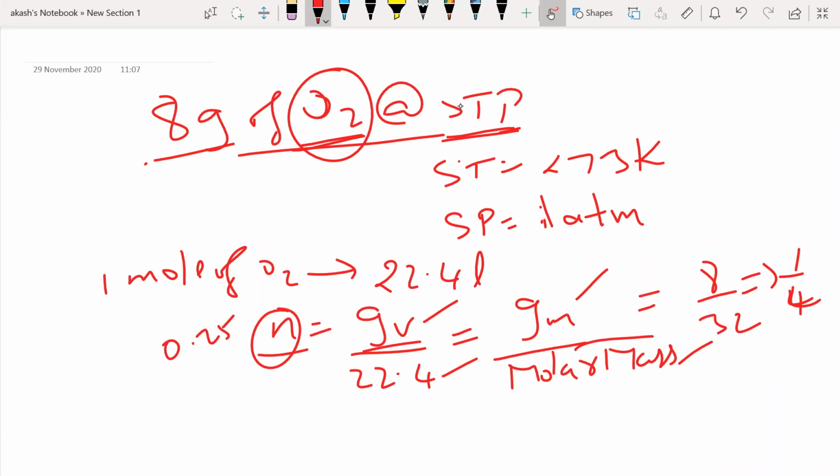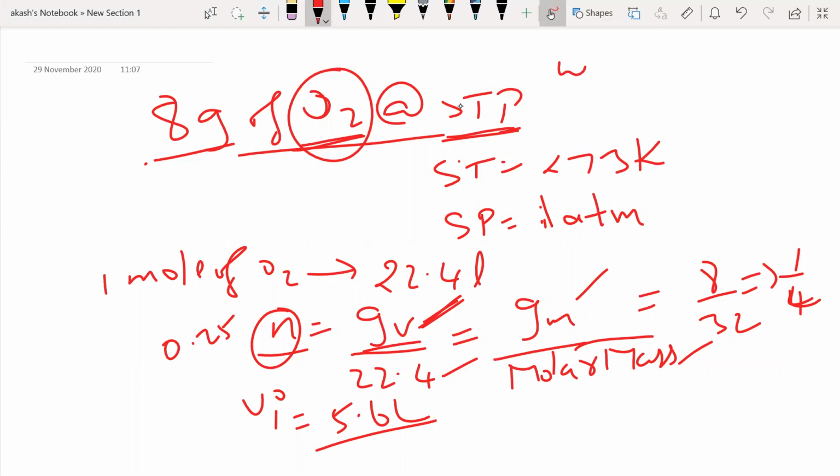Now you know the formula, given volume by 22.4 liters. So this into 0.25 will give me the initial volume, right? So VI, I call it initial volume, will be 22.4 by 4, how much will it be? 11.2 by 2 will be 5.6, right? 5.6 liters is the initial volume. Okay, now that's it. The problem is set, right, guys?